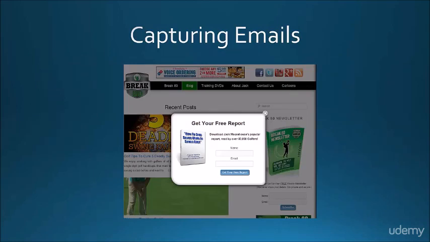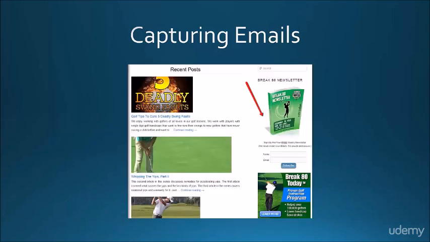So here's another example. As people are on this blog, up pops a pop-up window that says get your free report. This is a golf product called How to Break 80, and the report is about how to drop 7 shots in 7 days. Download Jack Morehouse's popular report read by over 50,000 golfers, and then put in your name and email. So this is just a simple pop-up that shows up here.